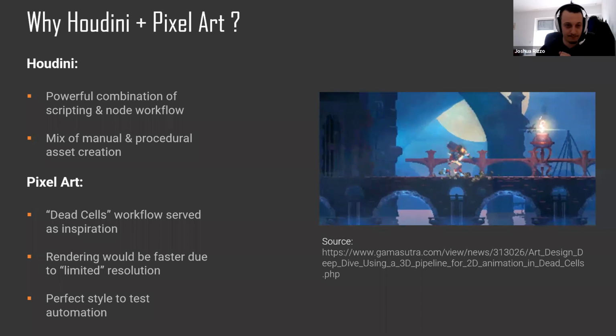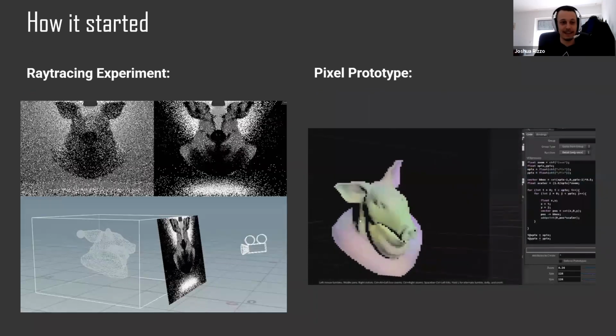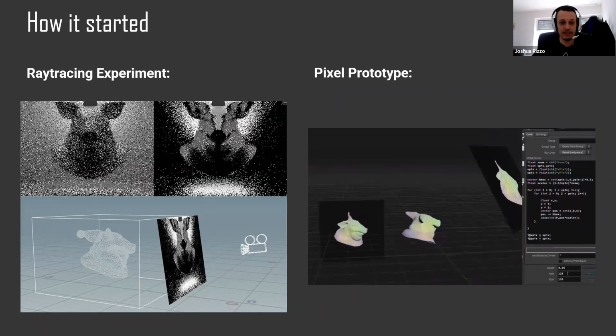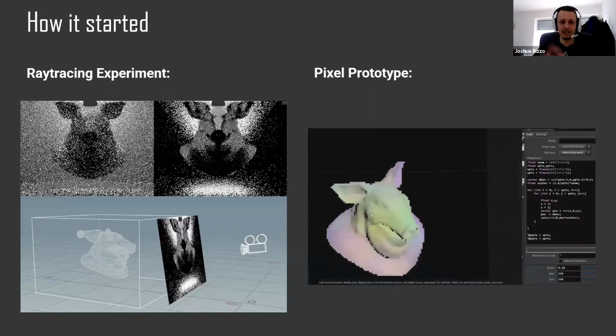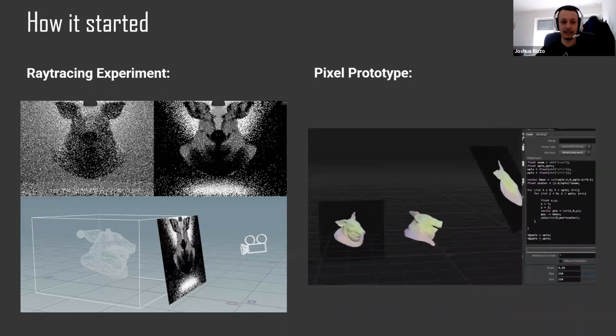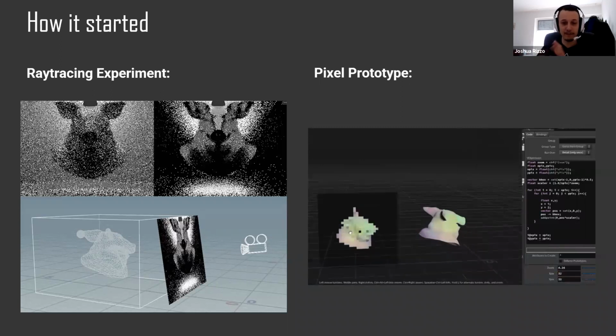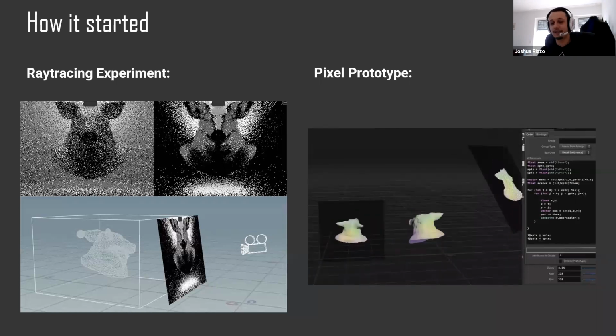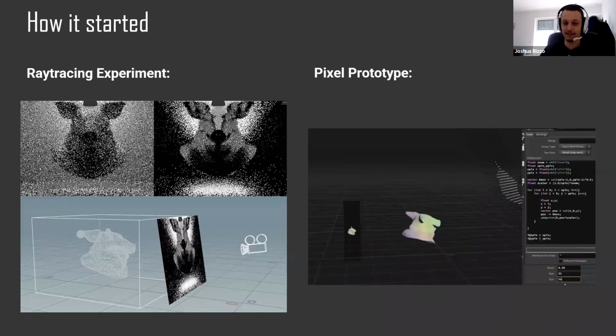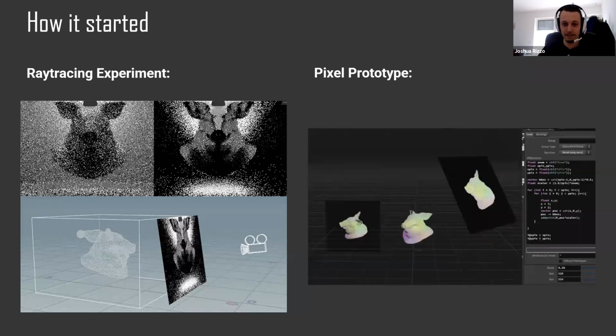How it started is basically I tried to do some ray tracing experiments in Houdini, but these turned out to be super performance intensive, and you needed a lot of samples to get some refinement in there. So I started to reduce the resolution, and pixel art came kind of natural with that. But of course, this is the first prototype that I had.